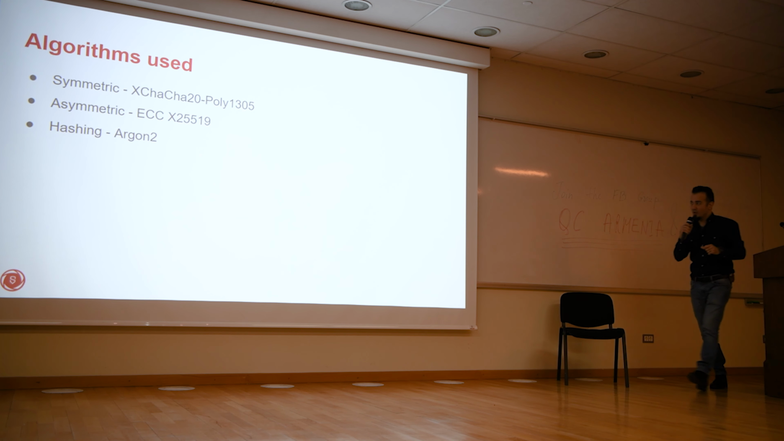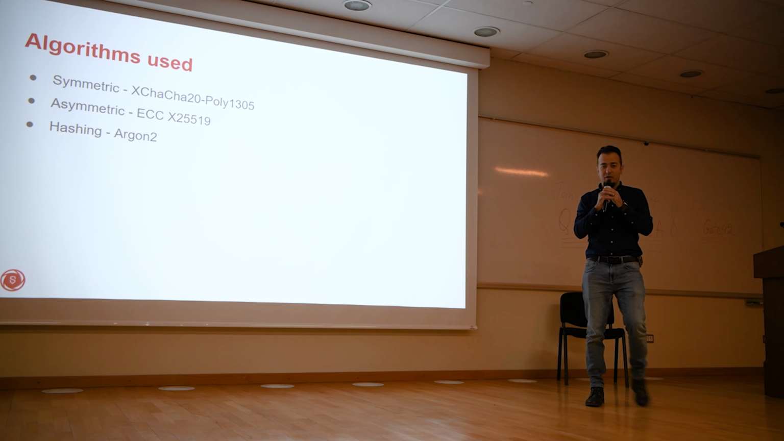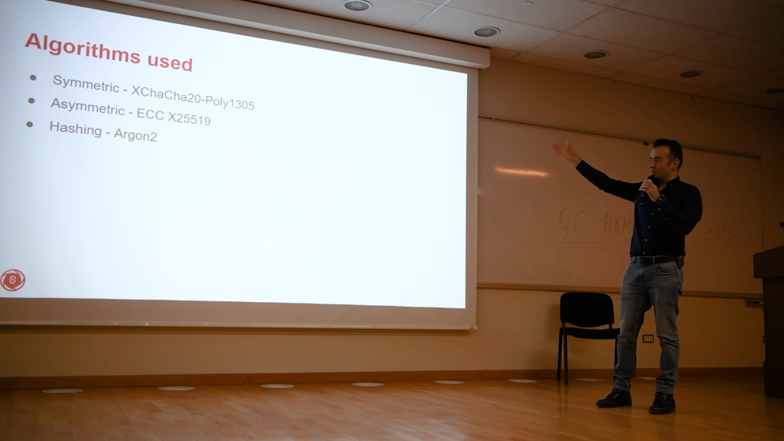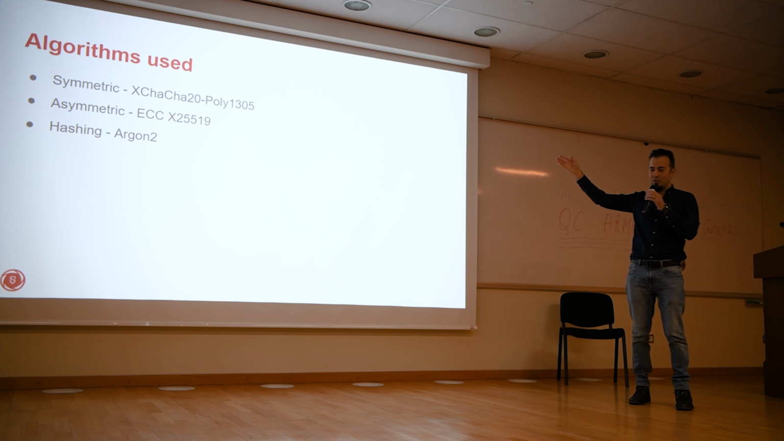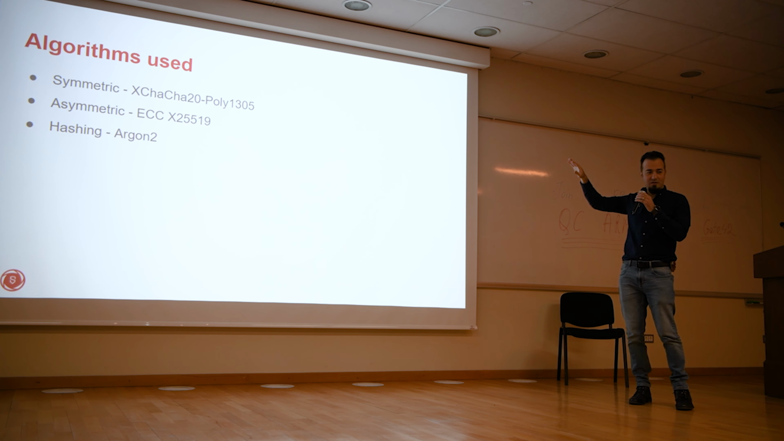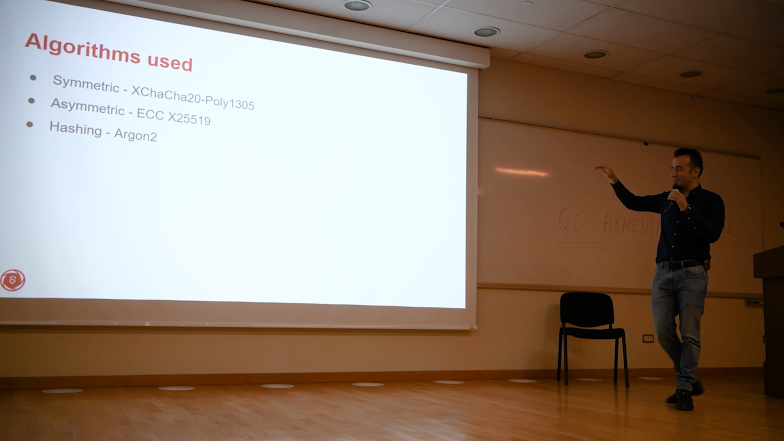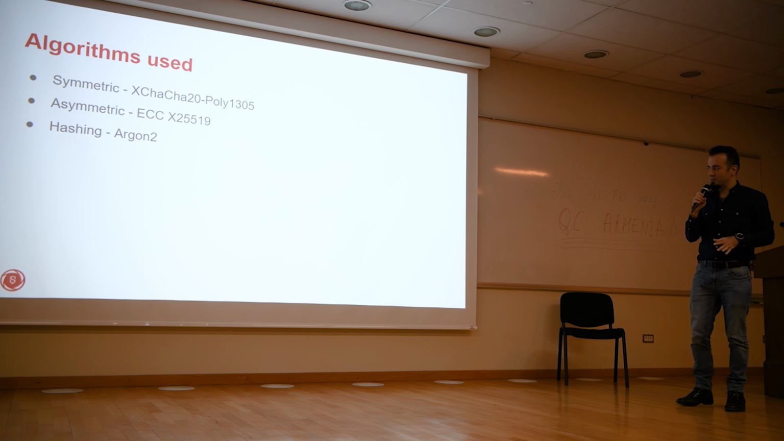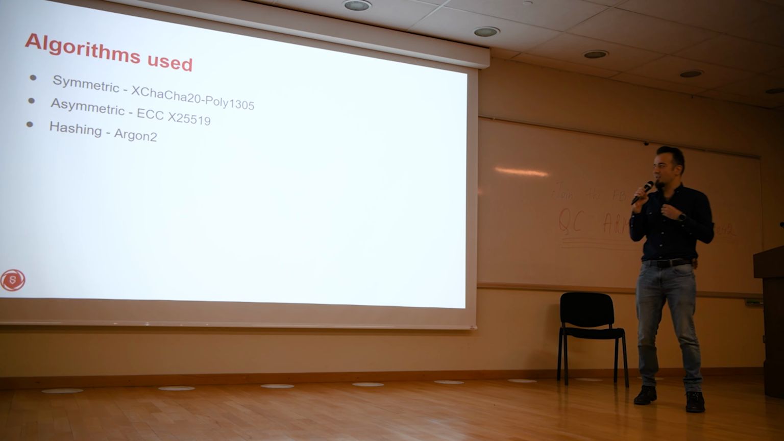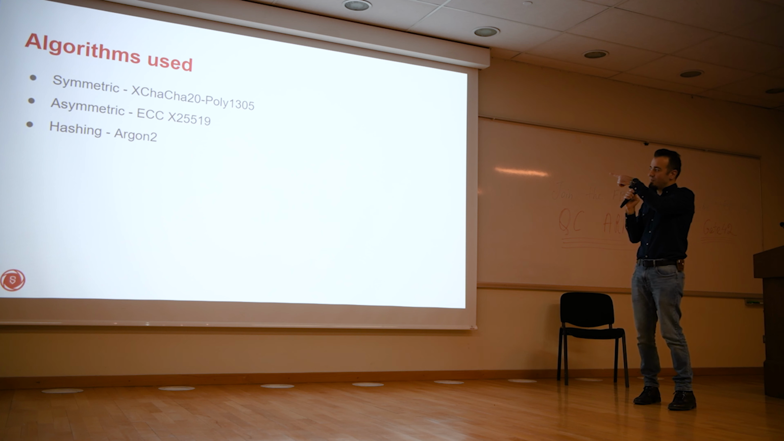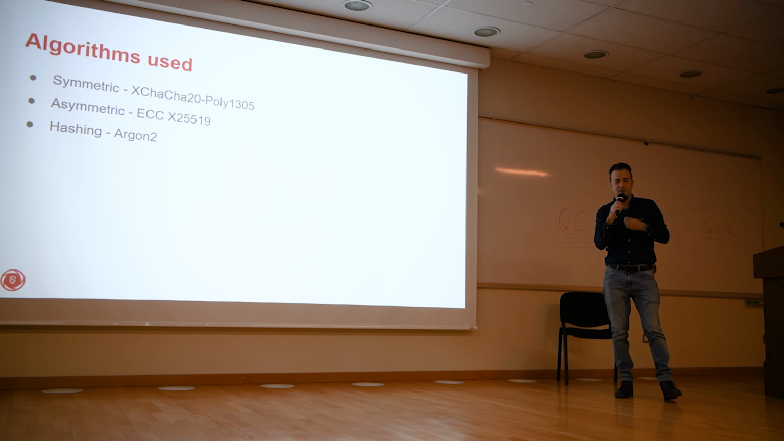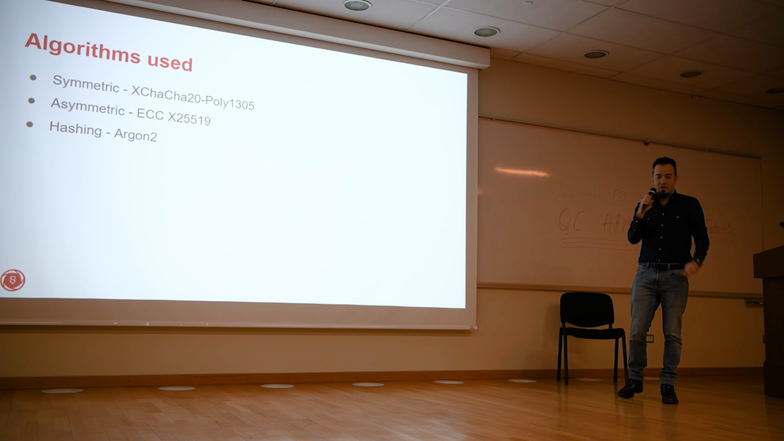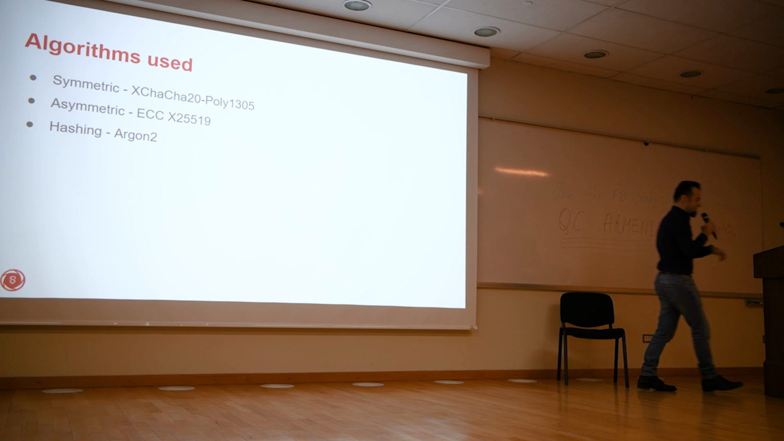So what kind of algorithms do we use in Stingle Photos? As we already told, the symmetric algorithm is XChaCha20 with Poly1305 authentication. You don't really need to dig into what it is. It's just a very strong and secure symmetric encryption algorithm. For asymmetric, we use elliptic curve crypto with the 25519 curve, which was developed by world famous cryptographer Dan Bernstein. And for hashing, you guessed it, it's Argon2.